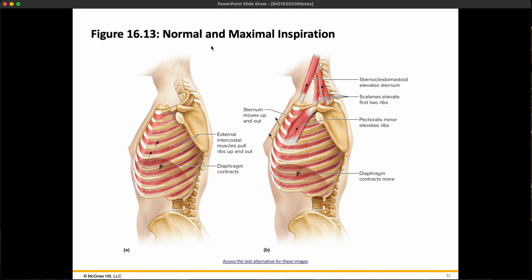And this is just showing normal and maximal inspiration. When you're breathing maximally, your sternum starts to lift. These other muscles start getting activated.